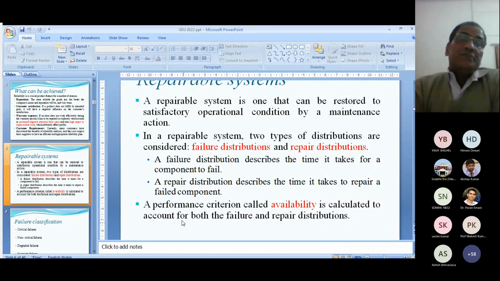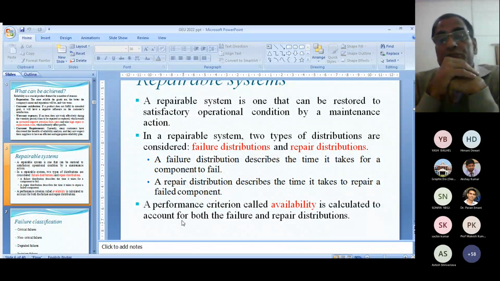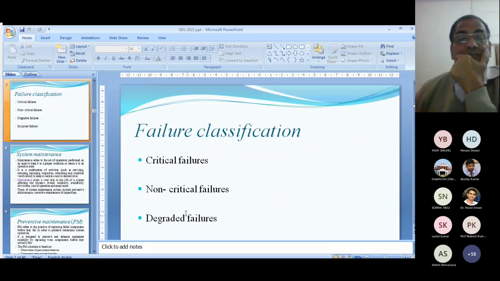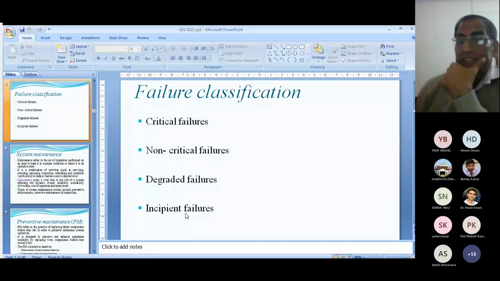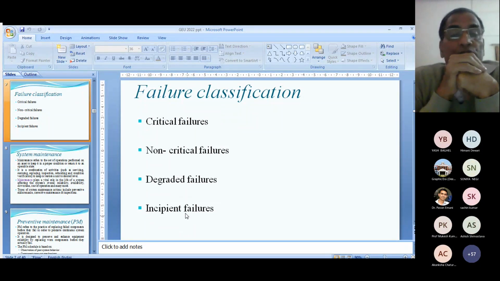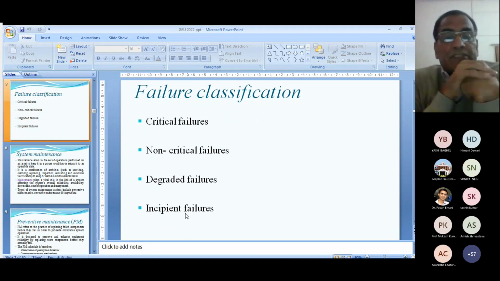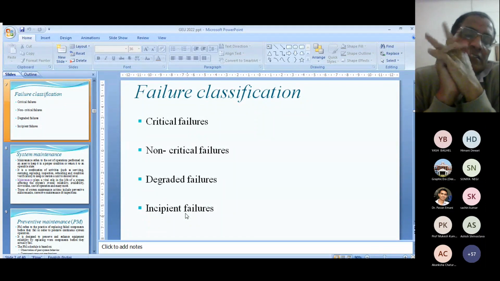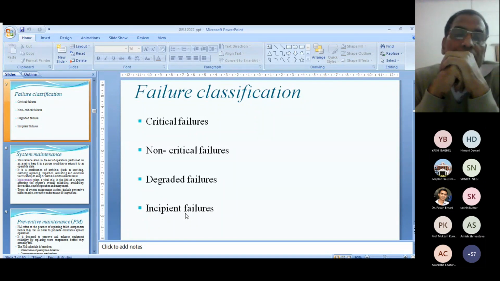As far as performance measures are concerned, reliability and availability are all performance measures. But whether we are going for reliability or availability, this also depends upon failure and repair distributions. The failures can be classified as critical failures, non-critical failures, degraded failures, and incipient failures. Critical failures are those failures where the system is in complete breakdown.